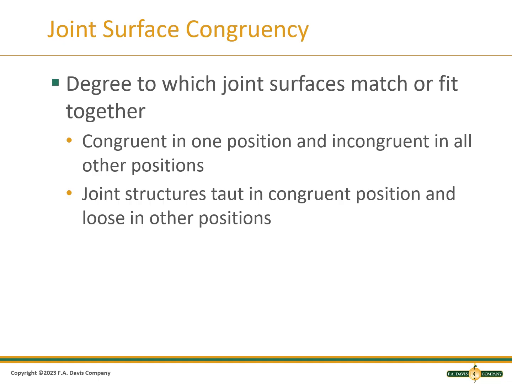Joint surface congruency is the degree to which joint surfaces match or fit together. Oftentimes, joint surfaces will be congruent in one position, but incongruent in all of the other positions. Joint structures are also typically taut in the congruent position and more lax in the other positions. This is why joint positioning at the time of impact or injury is important in determining which tissues or structures are going to be implicated.